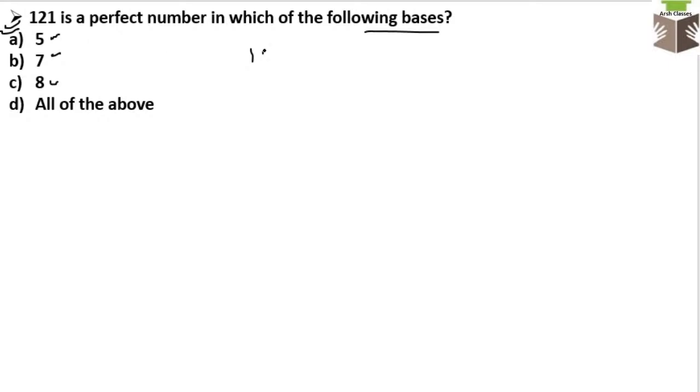Or else you can write: if 121 is written in base n, what can be its value in base 10? As you know how to convert to base 10, we multiply from the base. So if the base is n, just convert to base 10 and tell me what the possible values will be. Is the possible value 5, 7, 8, or is the answer all of the above?